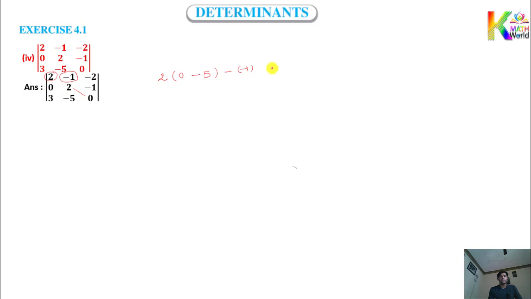So 0 into 0, that will become 0. Then the product of these two, that will be how much? Minus 3. 3 into minus 1, that is minus 3. So minus plus 3. Now then plus sign, and what is your element? Minus 2, that you can see here, minus 2. So it lies in first row, last column, so eliminate it.